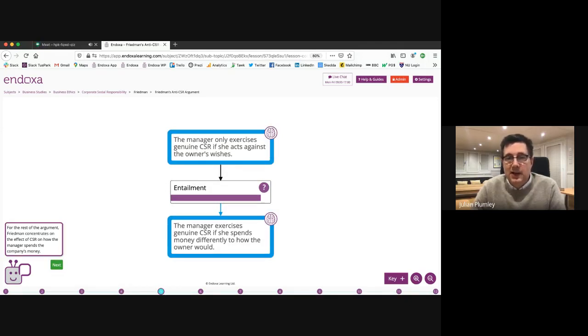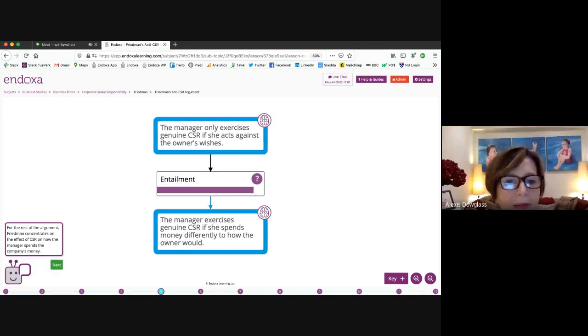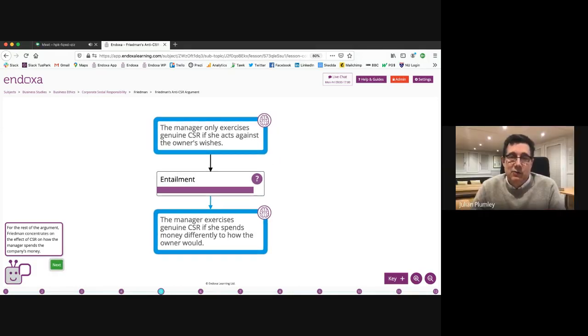This is a very simple step. So we're just going from the statement that we had before. So the manager only exercises genuine CSR if she acts against the owner's wishes, and using a simple entailment that the manager exercises genuine CSR if she spends money differently to how the owner would. Entailment is just things that we can see that are correct through common sense or through the way that language works. Yeah. So clearly, one type of going against the wish of the owner is spending their money how they didn't want to.